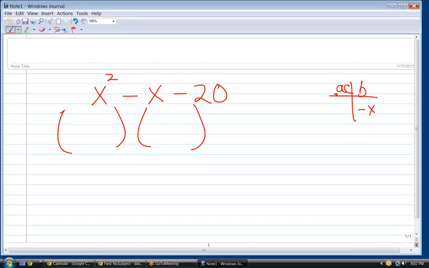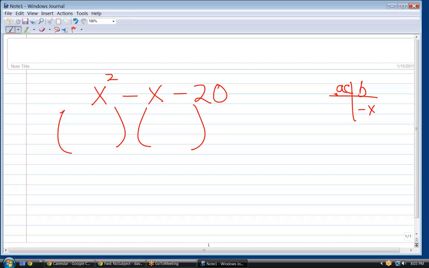So x squared, there's just a 1 in front, so you do 1 times negative 20 equals negative 20. And then 1 plus negative 20, or 1 minus 20, equals negative 19. And then since b equals negative x, you want to find a number that equals negative 1.